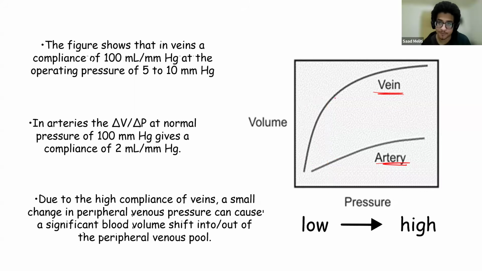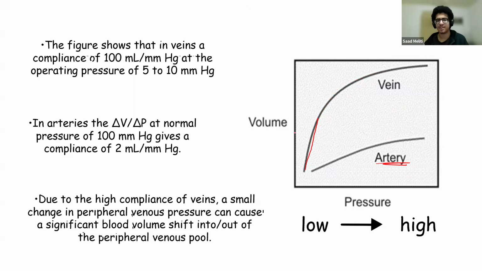Now, as you keep adding volume to the vein, look at how the graph changes. First, the volume increases and the pressure doesn't change much, but at some point the vein starts to become less compliant. The vein can't hold any more blood, and the pressure starts increasing a lot as you add more volume. So the veins are compliant up to a degree. If you add too much blood to the veins, the pressure is going to start increasing like crazy and they can't hold all this blood.